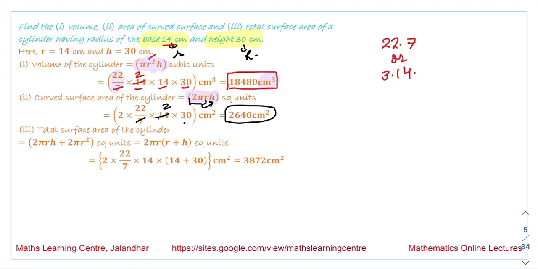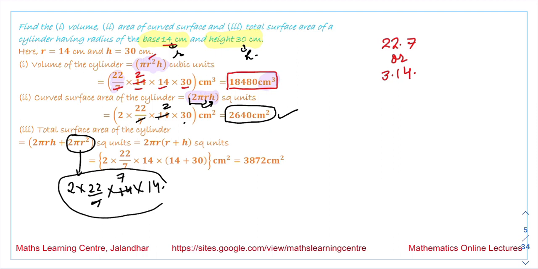And then lastly we have to calculate the total surface area. For the total surface area, this is the curved surface area. We have to add the area of two circles, the top and the bottom part. So it is 2 into 22 by 7 into r square, which is 14 into 14. Again, these two get cancelled. You will get the value of this portion and you will add it to this area, and you will get the answer.